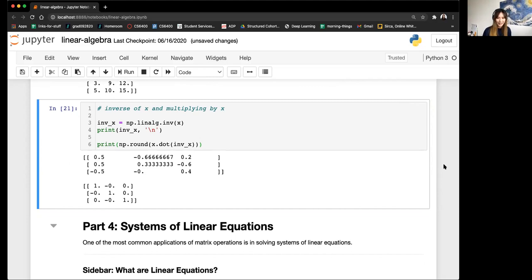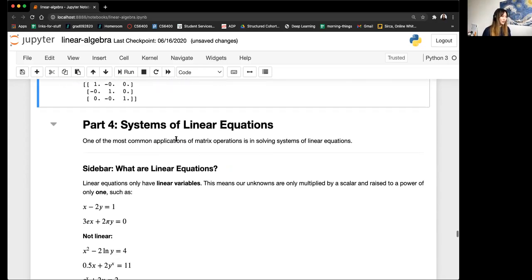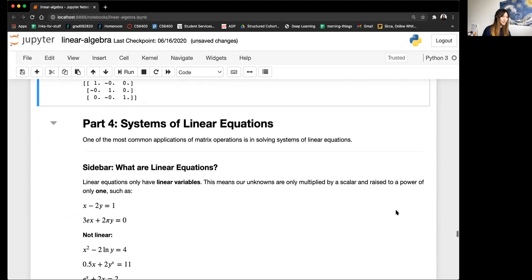Before we get into our actual linear regression, we'll talk about some linear equations and what even are linear equations. I think some of this might seem familiar from high school algebra classes, maybe, but we'll see. One of the most common applications of matrix operations is in solving systems of linear equations. So what exactly are linear equations? I think it's important to define explicitly here.